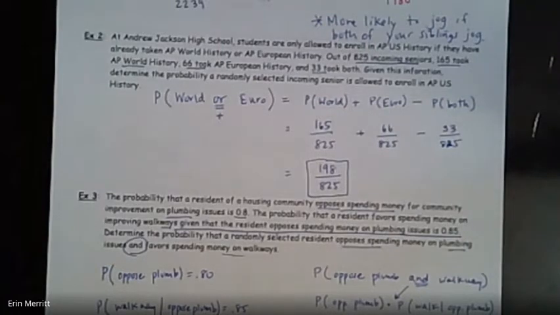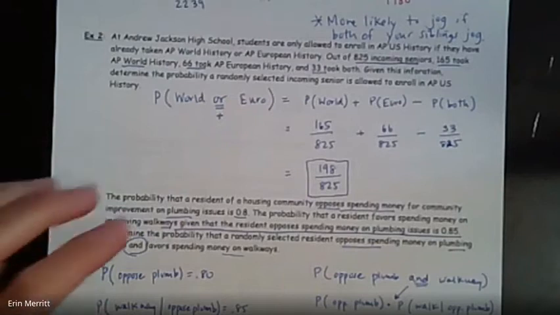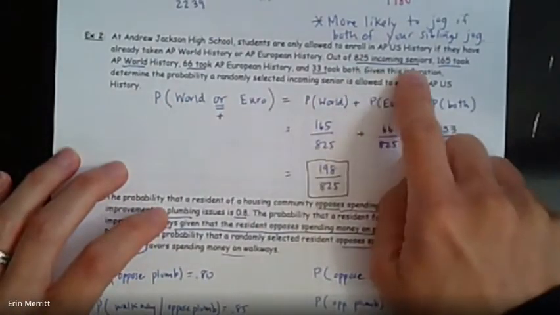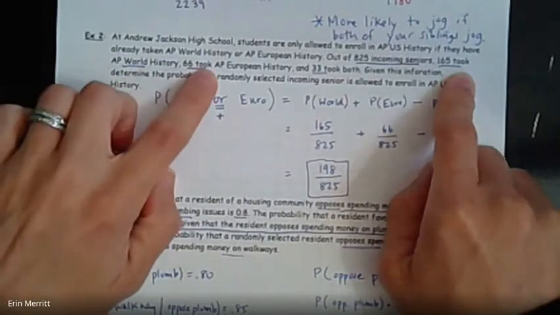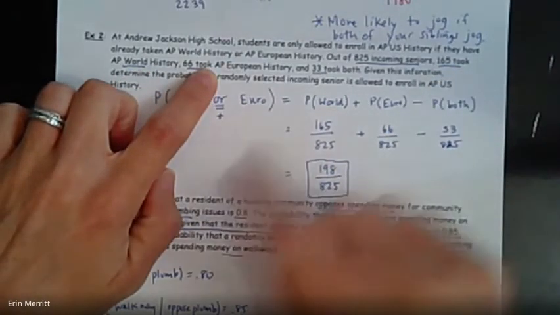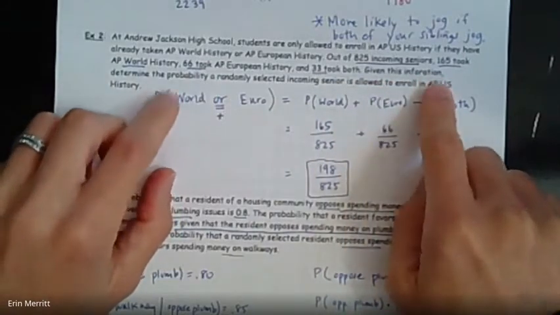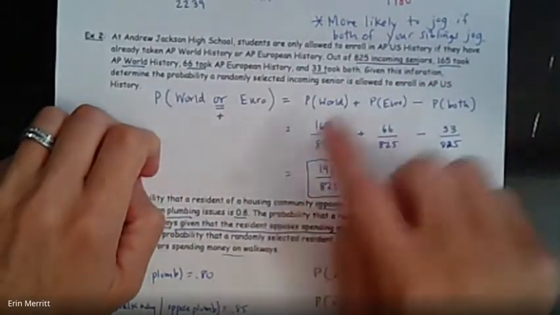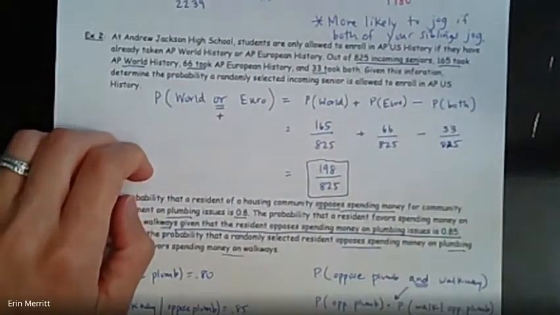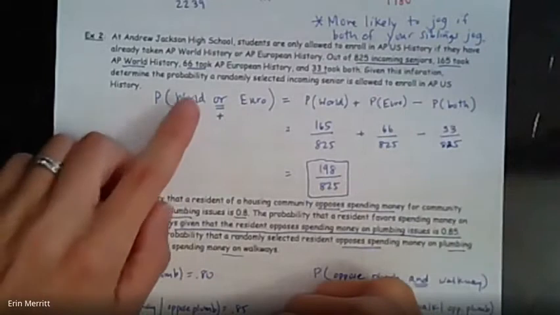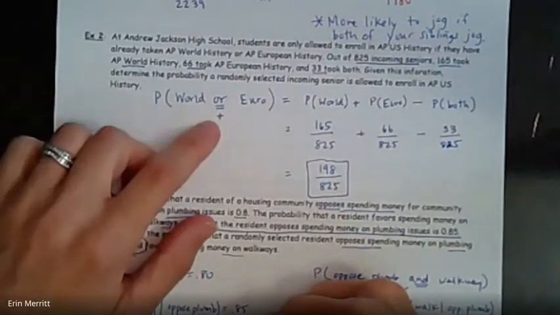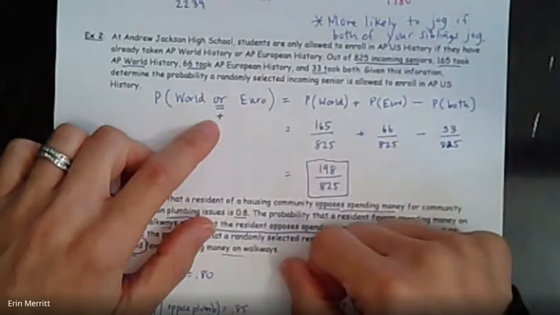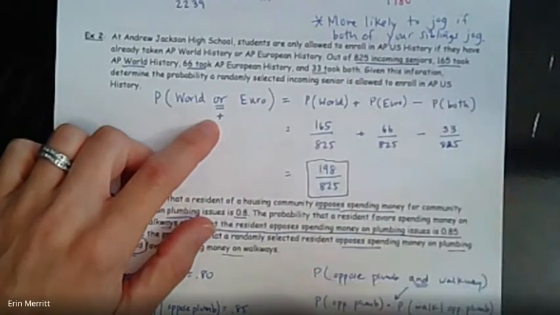students that are taking AP US History, which I know a bunch of you guys have the APs coming up, so good luck. They're saying students are only allowed to take AP US if they've taken AP World or AP Euro. Out of the 825 incoming seniors, 165 took AP World, 66 took AP Euro, 33 took both. Based on that, what's the probability if you pick somebody at random that they would be allowed to enroll in US History? So what it's asking you is, have they taken one or the other, or maybe even both? That's what you need to have done to be allowed to enroll in APUS.